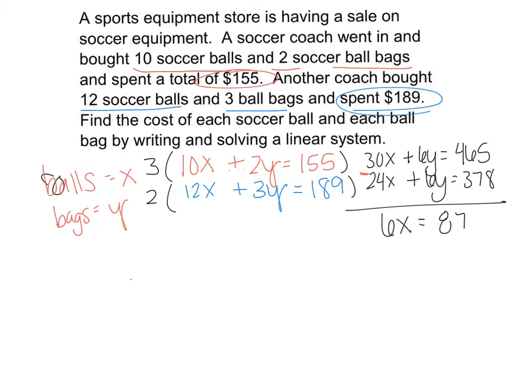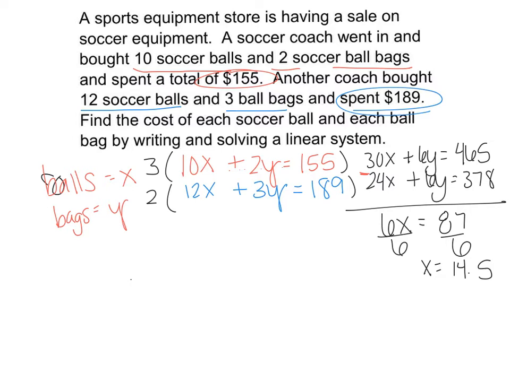Now, let's divide by 6 on both sides, and we find out that x equals 14.5. Now, I want you to think about that answer. We're trying to find the cost of a soccer ball. So if x represents the cost of the soccer ball, this means this is money.